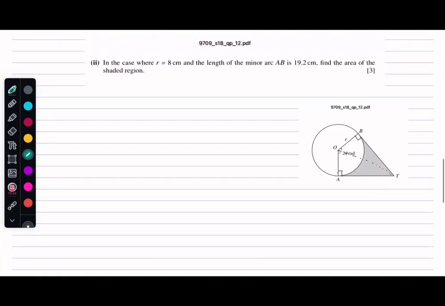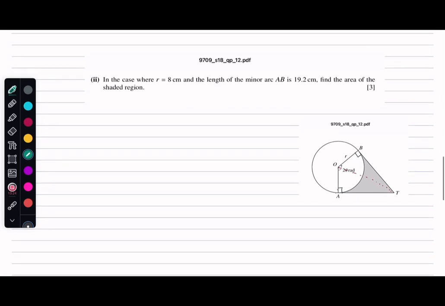Now the second part of the question says, in the case where R equals 8 centimeters, let's take in the data. R is equal to 8 centimeters, and the length of the minor arc AB is 19.2 centimeters. Then we have to find the shaded area.